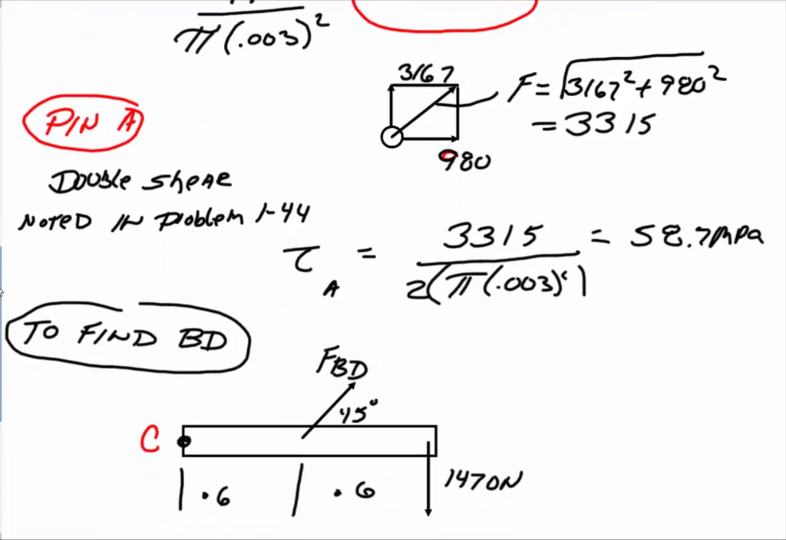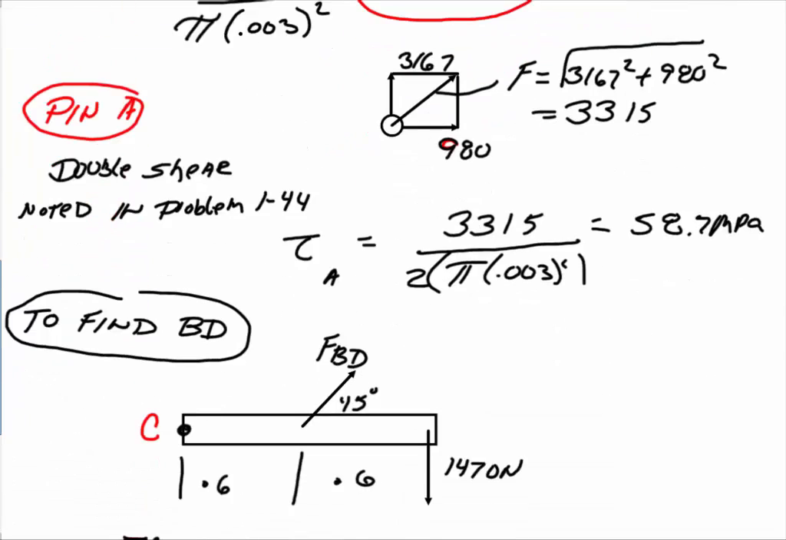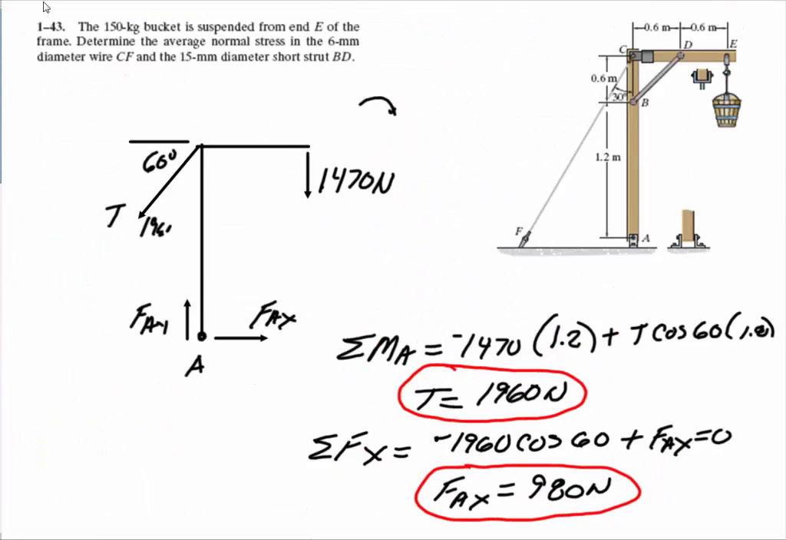Okay, now while it's here, I'm trying to think if it even asked me for this. Yeah, it asked me for the strut at BD. If it asks you for a strut like BD, just isolate this beam by itself. Take a moment around C and just see what loading is required to push vertically to get this. I think I do that down here. Draw the beam. I got 1470. I got 1.2 coming across. I got the force FBD pushing up here. The angle is 45 degrees, and it's 45 degrees because it's going over 0.6 and down 0.6.